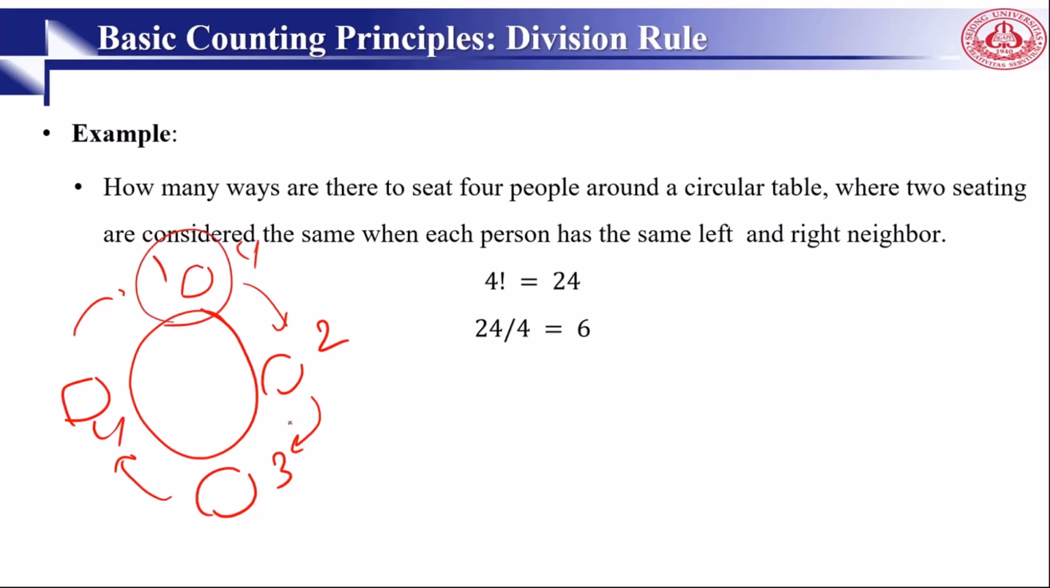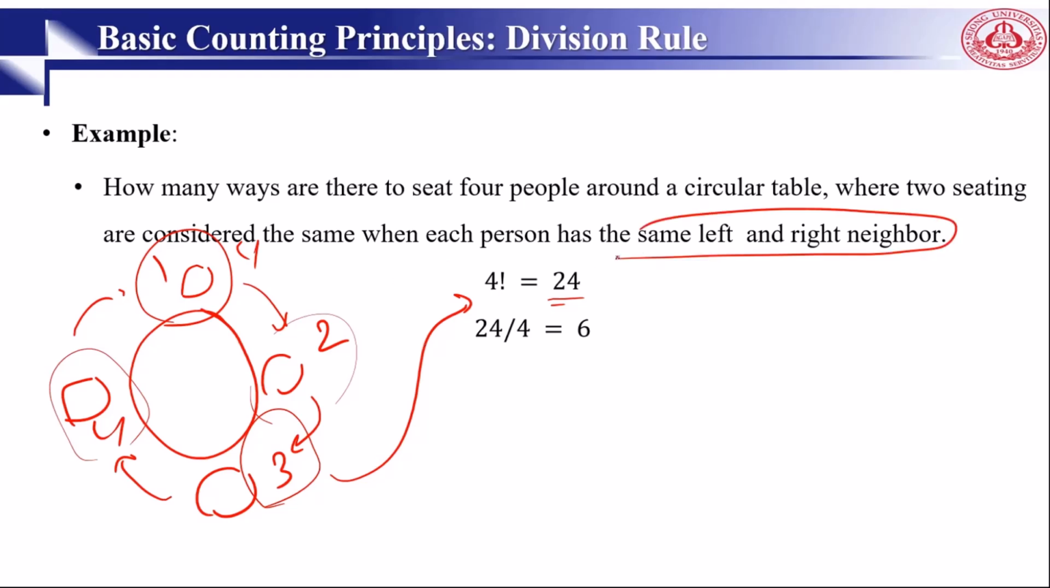We can say 3 ways for seat number 2, 2 ways for seat number 3, and 1 way for seat number 4. And this is very similar to 4 factorial. So we can say that there are 4 factorial, which is equal to 24 ways to order the 4 people. But because 2 seatings are the same when each person has the same left and right neighbor, for every choice for seat 1, we get the same seating. That's why, by the division rule, there are 24 divided by 4, which is 6 different seating arrangements.